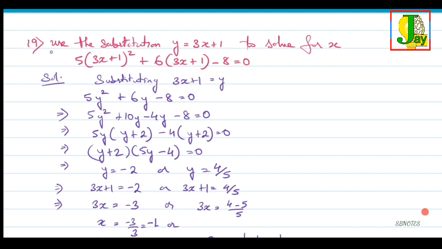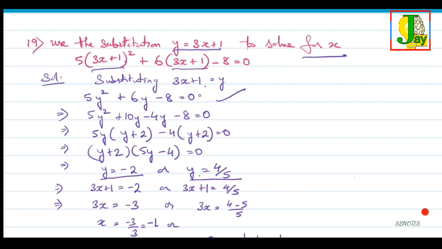Now in this question you have to use the substitution y equals 3x plus 1. Wherever you have 3x plus 1 in the equation, you put y in its place. So substituting 3x plus 1 equals y in the equation, we get 5y squared plus 6y minus 8 equals 0. Now this is a quadratic equation in its general form. When you solve it, you get two solutions or roots, y equals minus 2 and y equals 4 by 5, but you need to find the value of x.